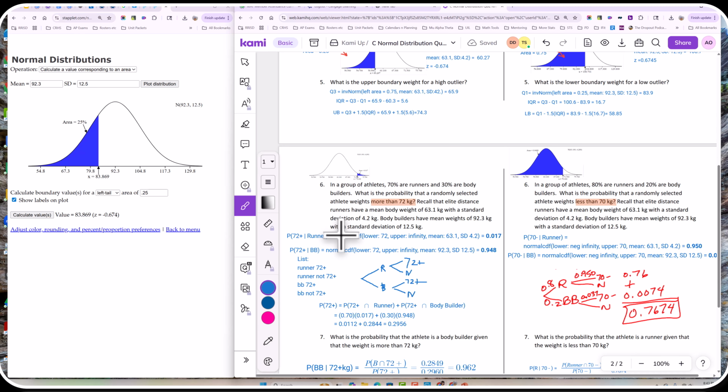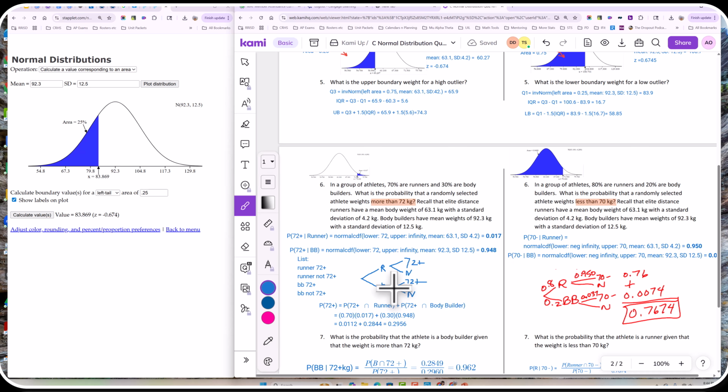So for the runner, the probability that they are more than 72 pounds, given that they're a runner, is just 1.7%. How did I do that? I did normal CDF. Lower is 72, upper is infinity, and then the mean is 63.1, standard deviation is 4.2, what we're using on the other side of the page. Bodybuilders are heavier, so I still have the same lower and upper, but my mean and standard deviation change. So most bodybuilders weigh at least 72 pounds. In fact, that's almost a 95% chance that a bodybuilder does weigh that much.